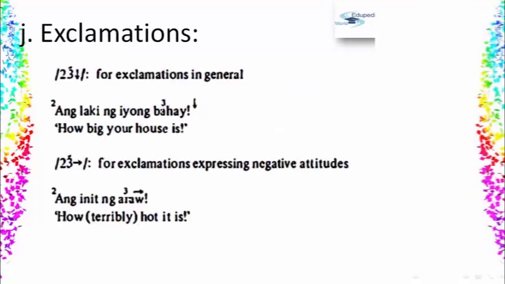Next use, we have the exclamations. For example, 2, 3 down for exclamations in general, for example, ang laki ng iyong bahay. Ang laki ng iyong bahay. How big your house is. And next, we have the two following symbol, which is 2, 3 following symbol. This is for exclamations expressing negative attitudes. Ang init ng araw. Ang init ng araw. How terribly hot it is.